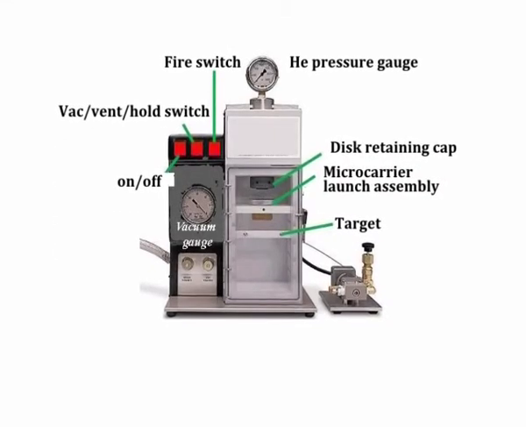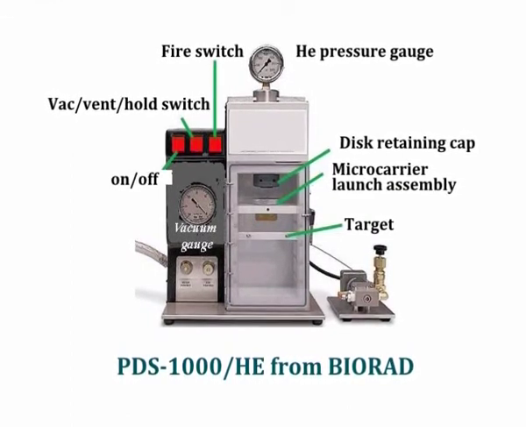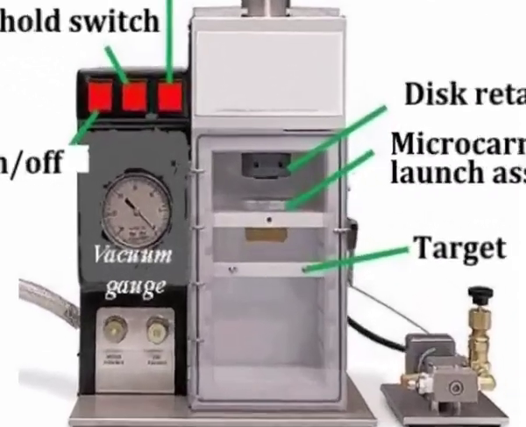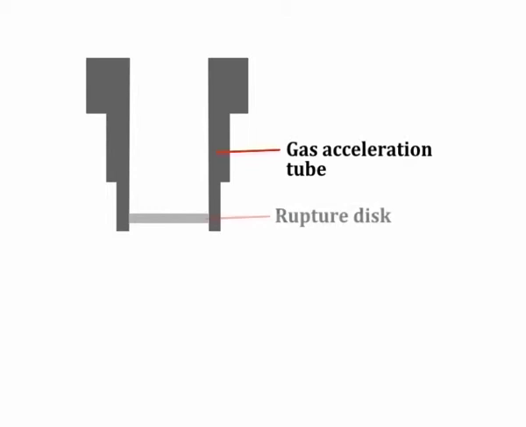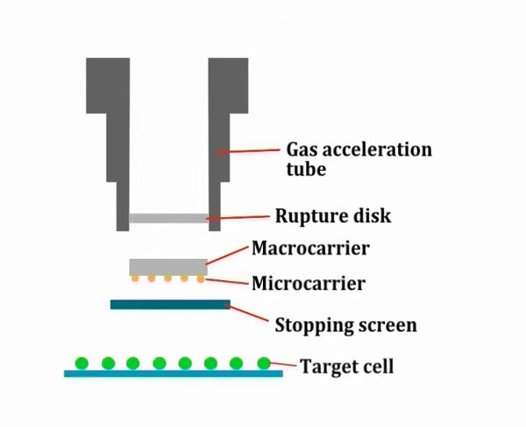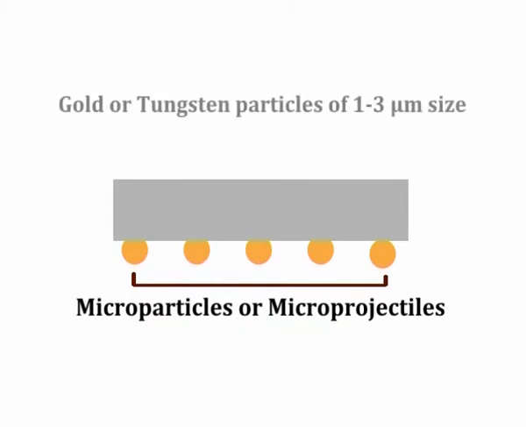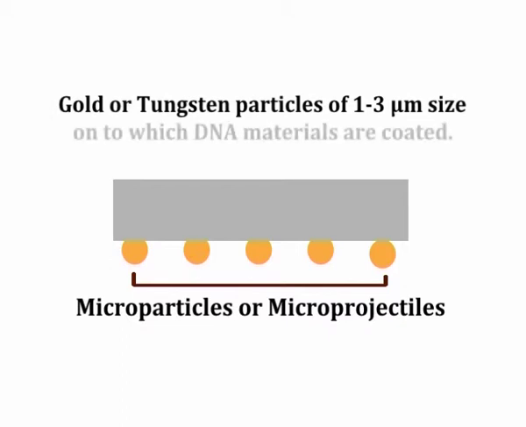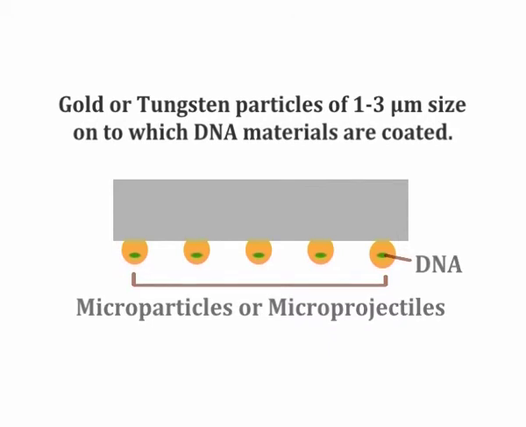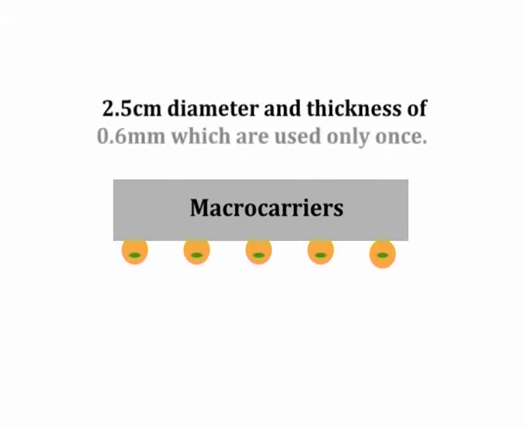The only biolistic device commercially available is PDS-1000/SE from Bio-Rad, driven by helium gas. The main components of the helium pressure device are gas acceleration tube, rupture disc, stopping screen, macrocarrier, microcarriers, and target cells. The microcarriers, microparticles or microprojectiles are gold or tungsten particles of 1 to 3 micrometer size onto which DNA materials are coated. The macrocarriers are plastic membranes of 2.5 centimeter in diameter and thickness of 0.6 millimeter, which are used only once.